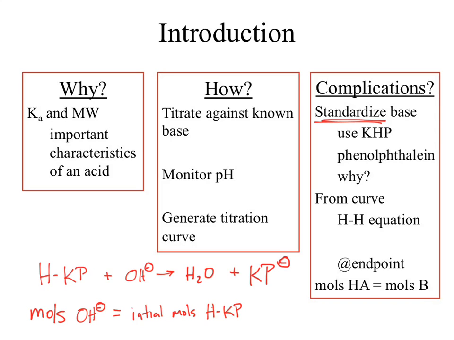Let's assume we can weigh out an acid, both acids, HCl and our HKP. Okay, when we weigh out HCl, let's say we measure out 0.1 grams. But we messed up a little bit and we didn't record one of our significant digits. It was supposed to be 0.11. So our mass is off by 0.01 grams. How does that translate into moles?